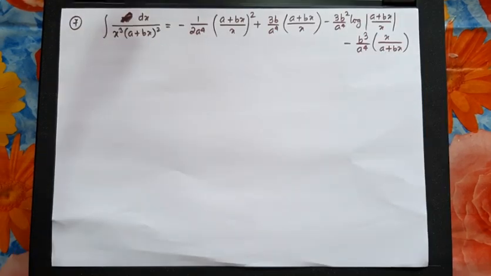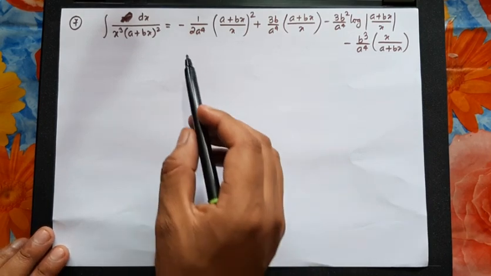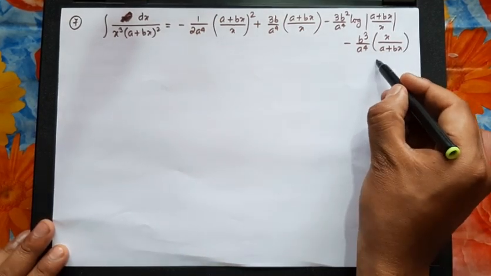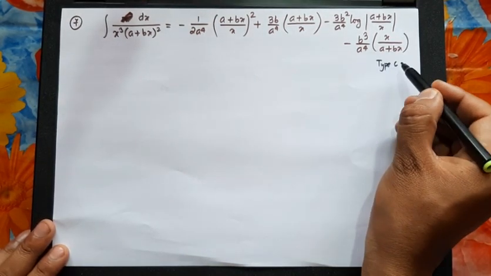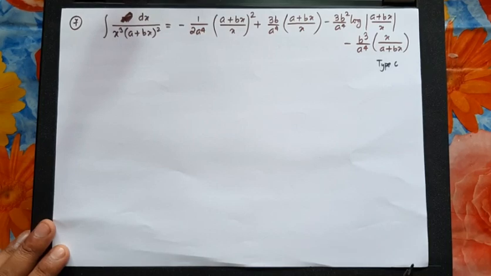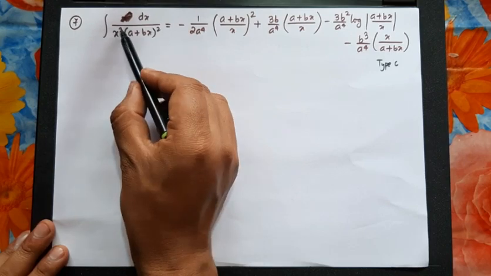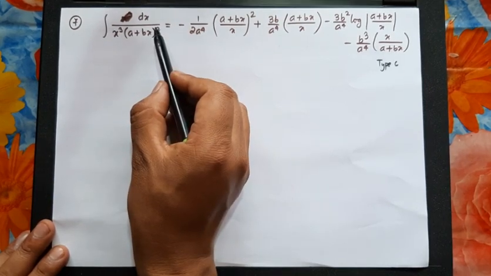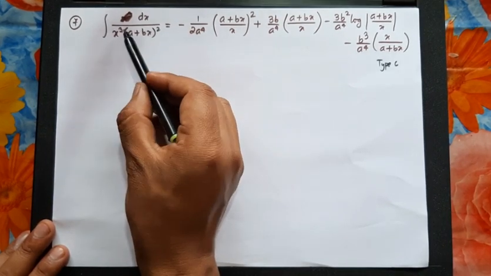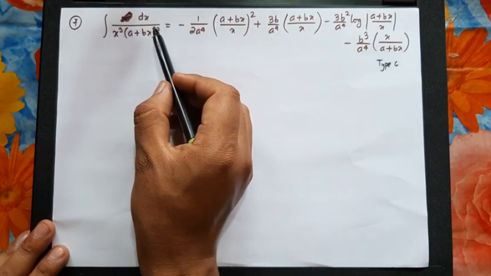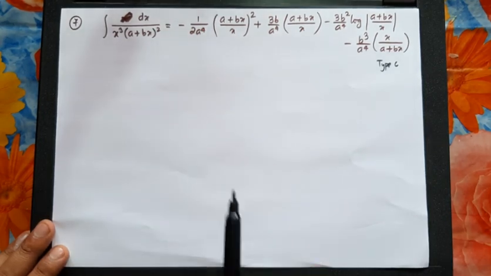Okay, so let's have a look at the next question. The next question is going to be a bit complicated because we are going to have a long answer like this. And this falls under your type C. According to type C, the sum of the powers, that is m plus n, has to be a positive integer greater than 1, right? So 3 plus 2 is 5, and it is obviously a positive integer and it is greater than 1.